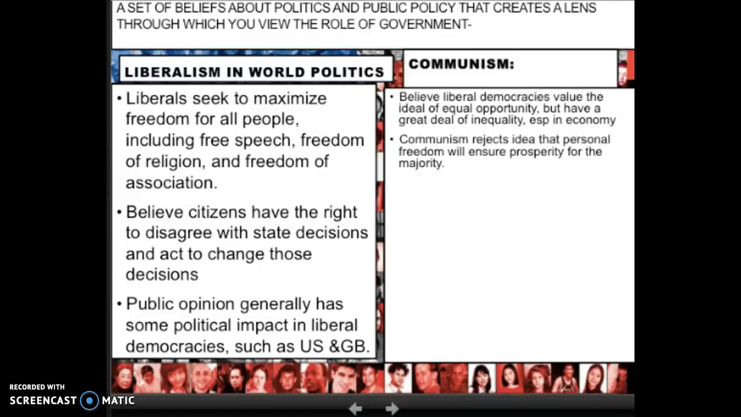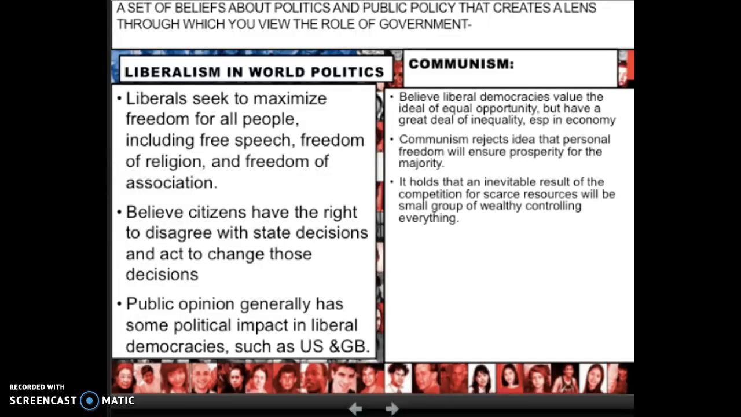So communists really reject the idea that personal freedom is going to equal prosperity for the majority. So think Mao. Mao being communist. Think Stalin. Stalin being a communist. They took away farmers' freedoms to farm their own land. They collected, through the collectivization process, the farmers' land and didn't give them the choice anymore to the economic freedom to work on their own property.